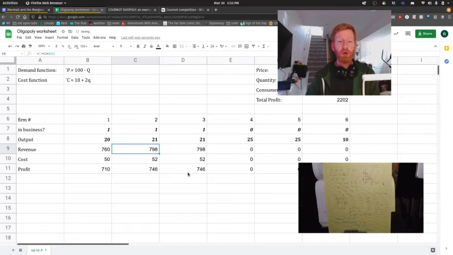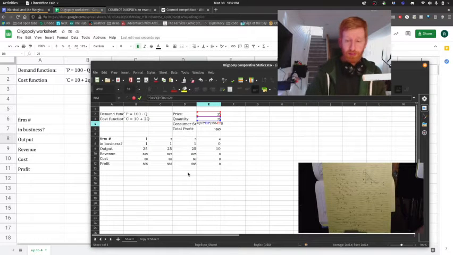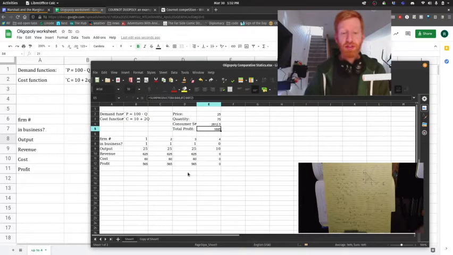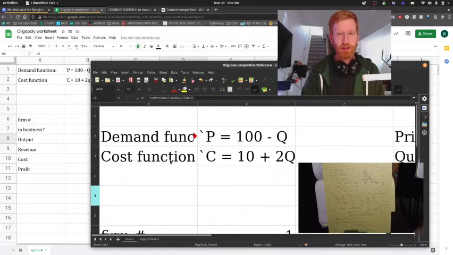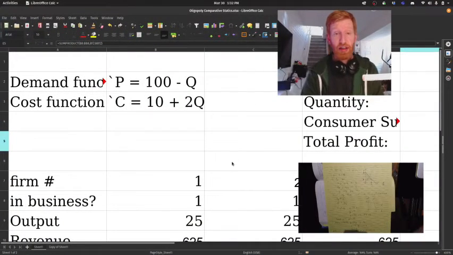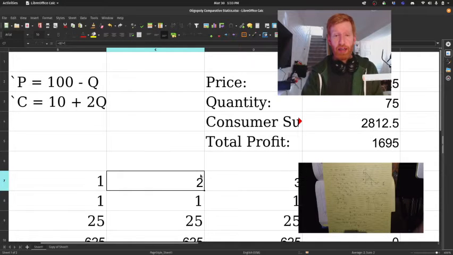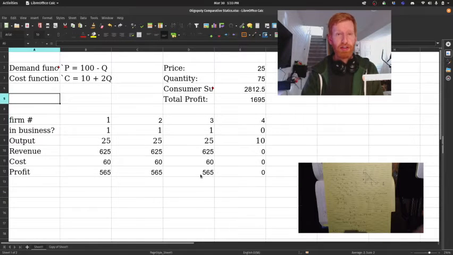What if they produce more? Hey, they make a little bit more money too. So we can kind of bounce around and plug in different numbers to figure stuff out. In a perfect world, we would also have Solver working for us. Unfortunately, Google Sheets doesn't have that as of this video, but we can come back to this.